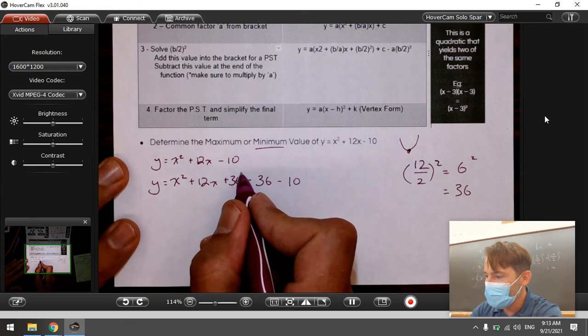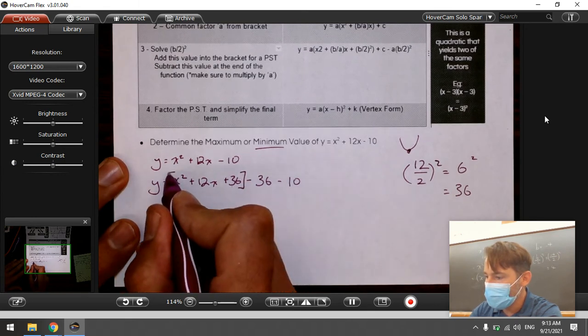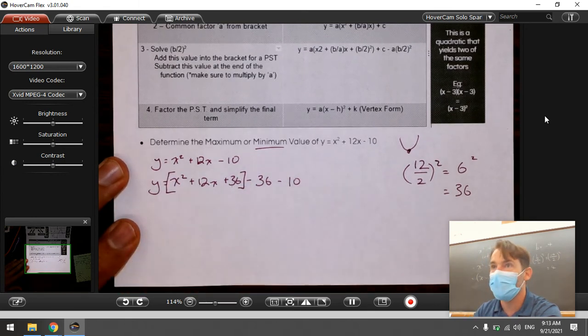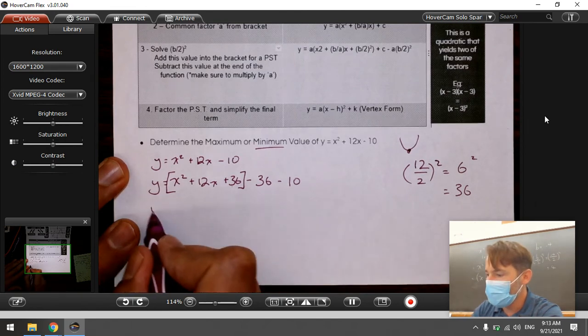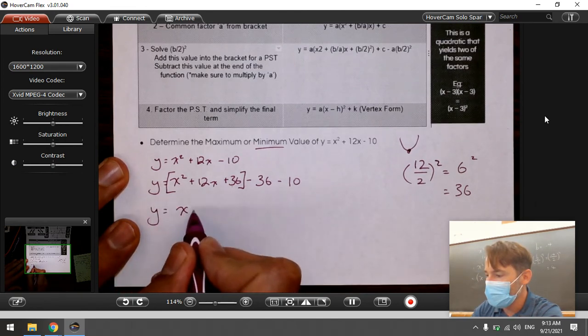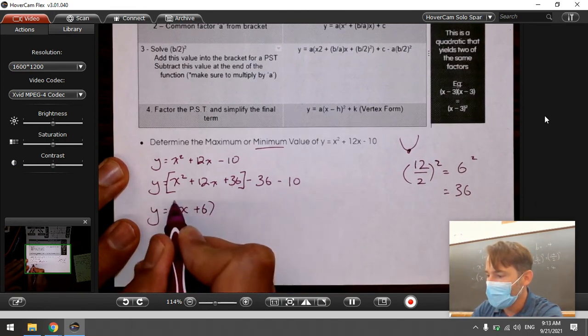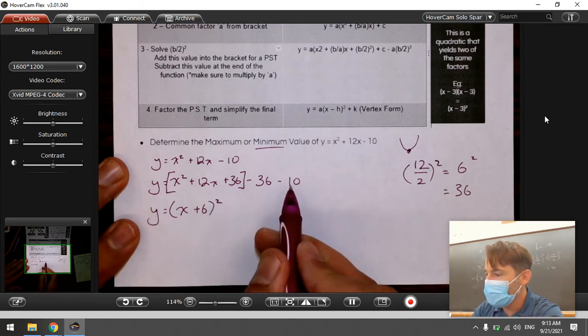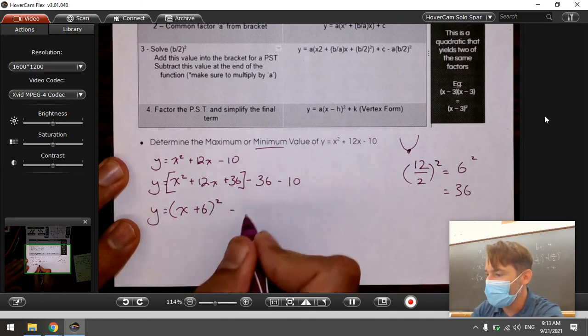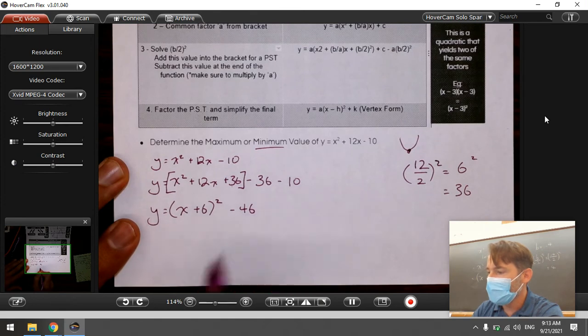Now I notice that if I put brackets around this part, that's now a perfect square trinomial. Okay, that's equal to y is equal to x plus 6 all squared minus 36 minus 10. Well, that's just minus 46. So, what's the minimum value of this parabola? What's the smallest value that this parabola could be?